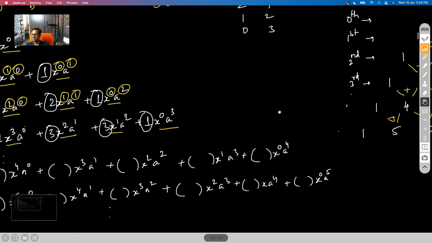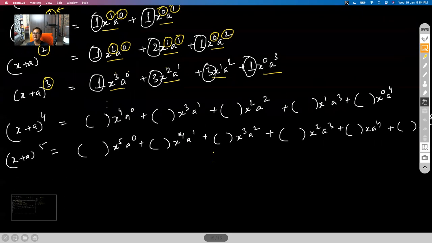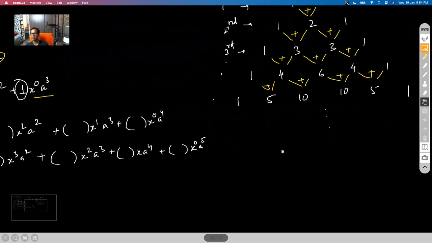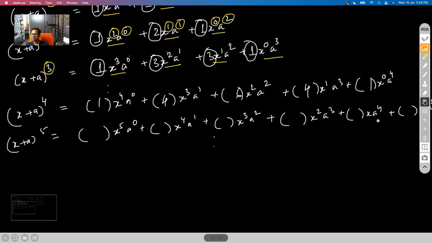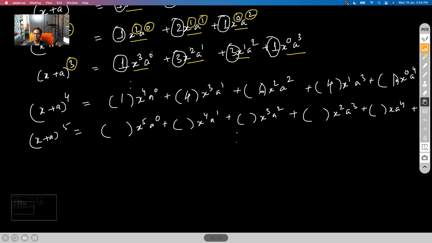So thanks to Pascal's triangle, we will now be able to fill up the other rows as well. This will become 1, 4, 6, 4, 1. Similarly, for x plus a to the power 5, I can use 1, 5, 10, 10, 5, 1. So let me write that down.